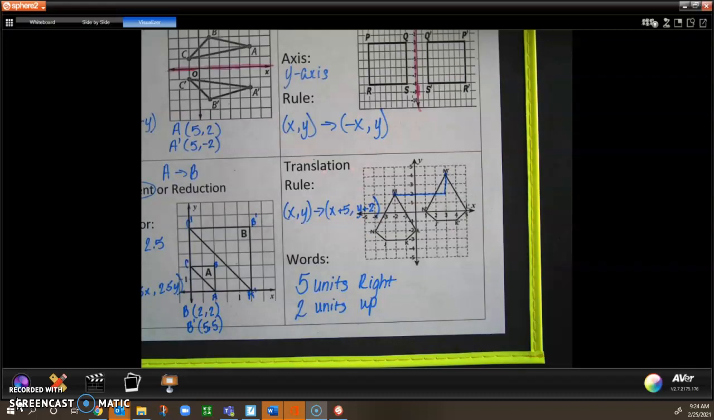So now you're going to go ahead and complete your Transformation Master's assignment on Desmos.